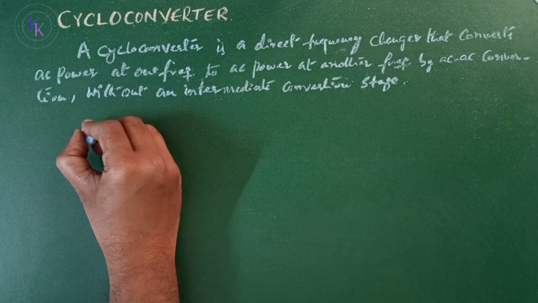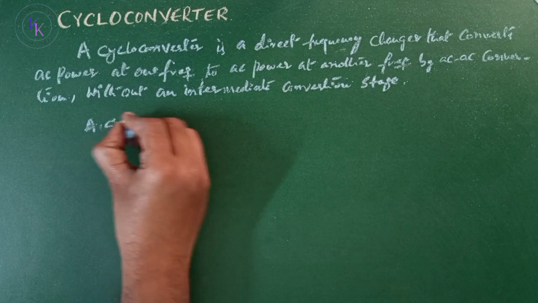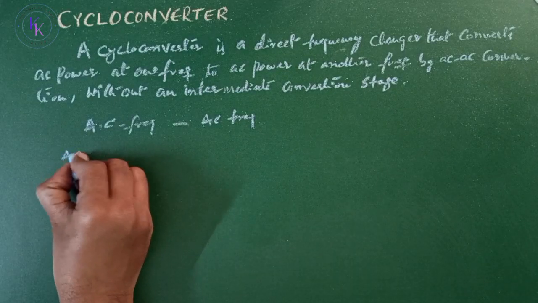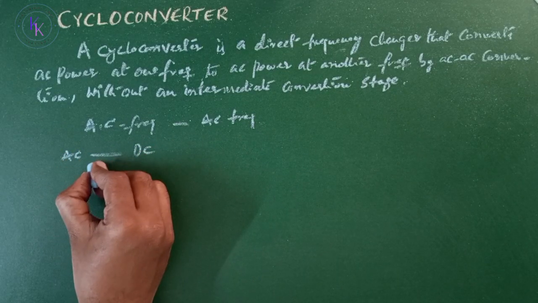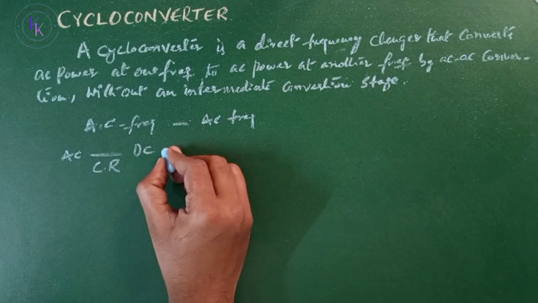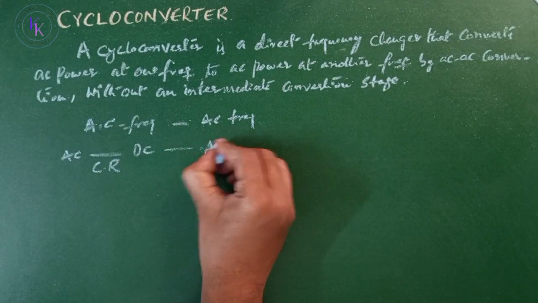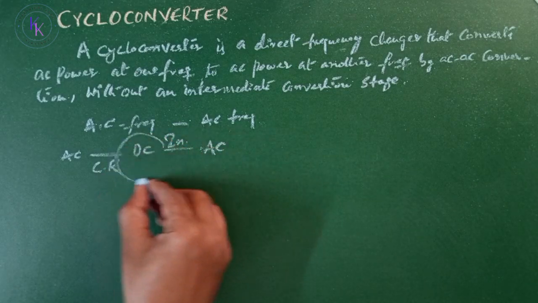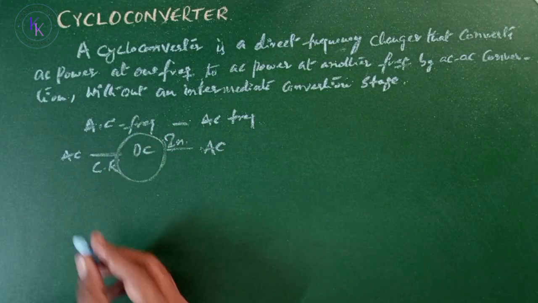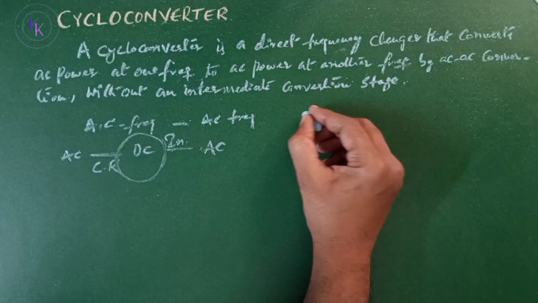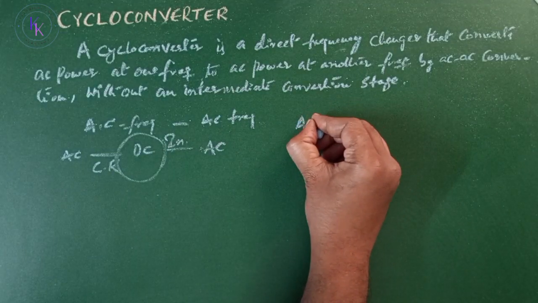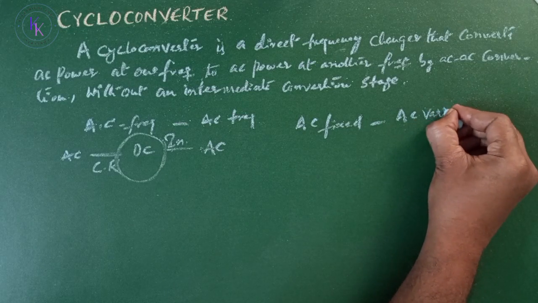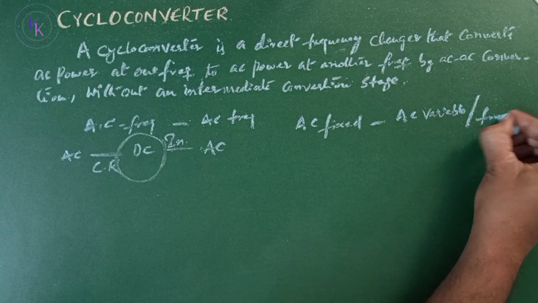Usually, when we want to convert an AC supply at one frequency to another frequency, then we need to convert AC into DC by controlled rectifiers, then DC to AC by using inverters. This intermediate stage is eliminated by using a cycloconverter simply. A cycloconverter converts AC, a fixed one, to AC variable at different frequency.